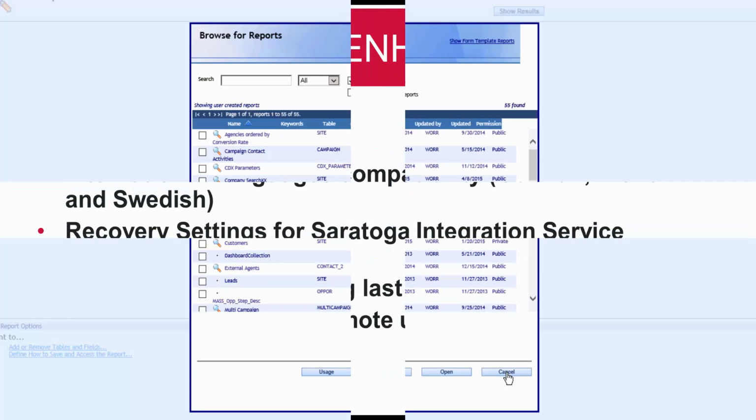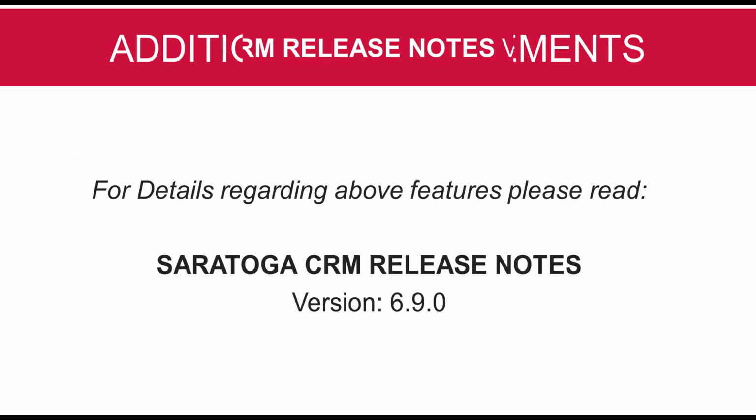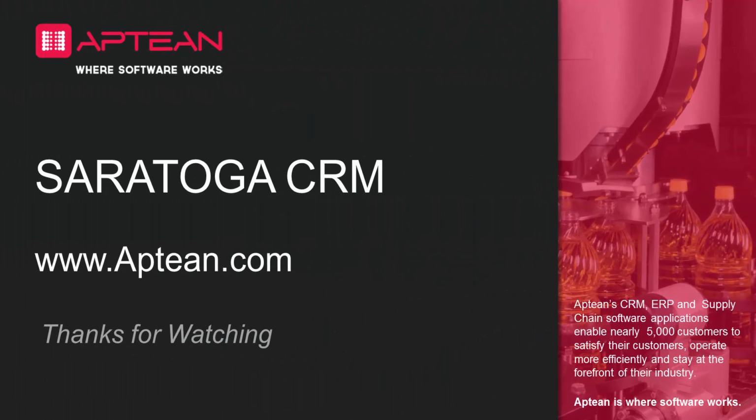Additional enhancements include URL field input validation, international languages compatibility, German, French, and Swedish, recovery settings for Saratoga integration service installation, enable or disable loading last active vertical tab, and set the expiration date for remote users per batch command. These enhancements are a little bit more technical, and therefore I encourage you, for details regarding above features, please read the Saratoga CRM release notes for version 6.9.